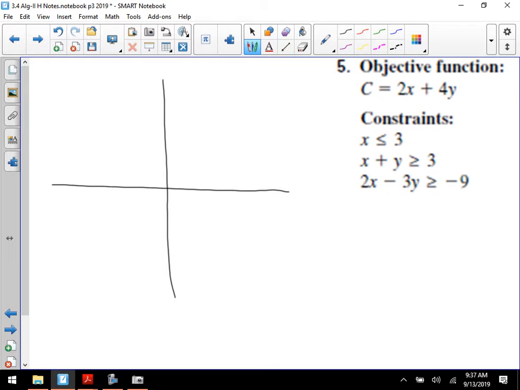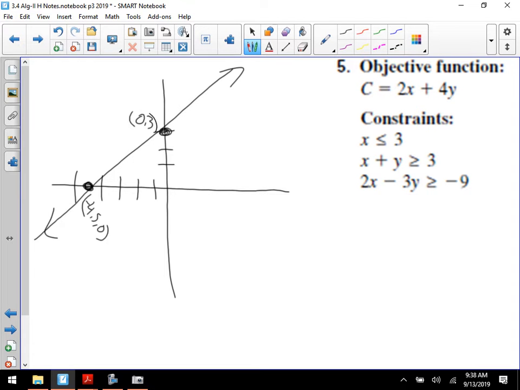Only one of them is out that way, and the rest of them are basically 3s. So if that one's at -4.5, the other one's at 3, and there's my line. I have to label my ordered pairs here: (-4.5, 0) and (0, 3). Everybody okay with that? Okay.